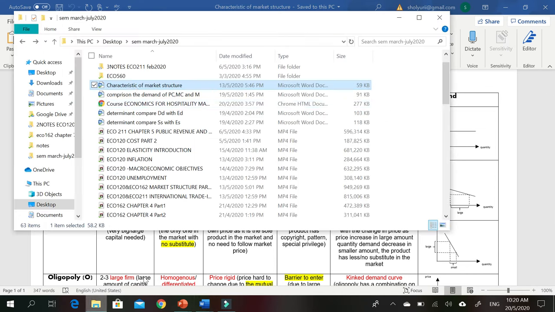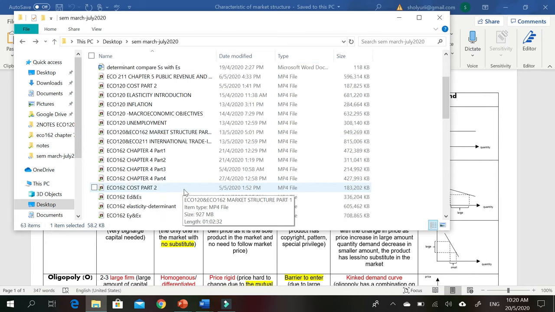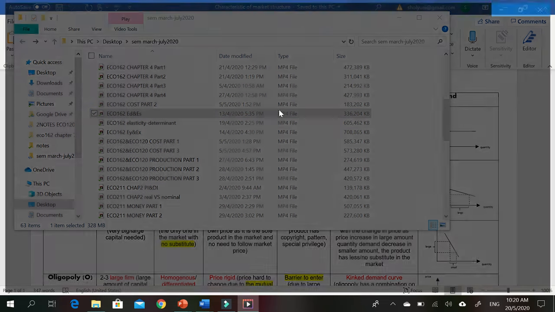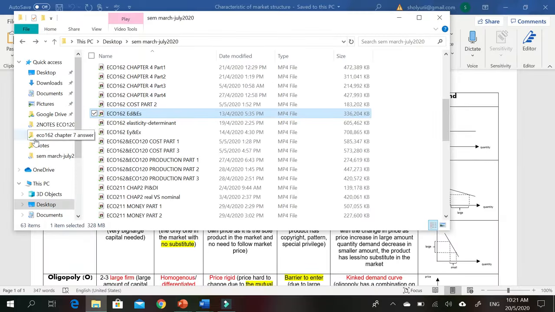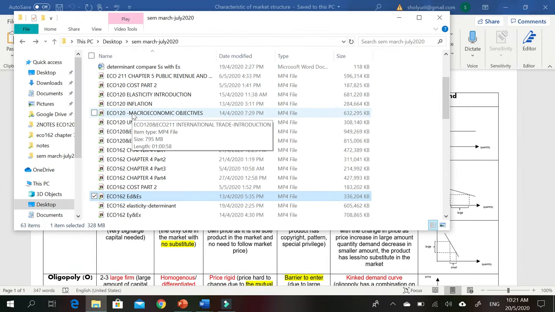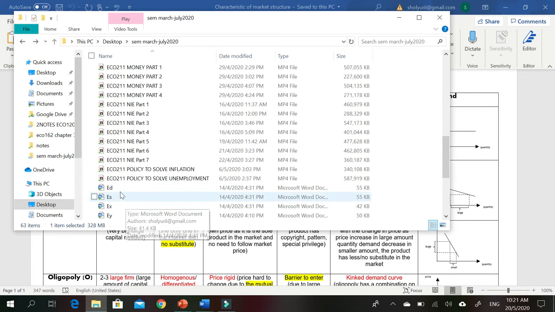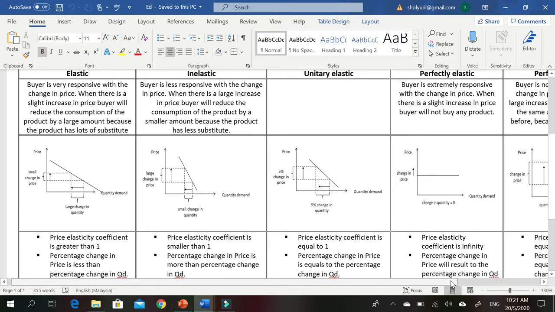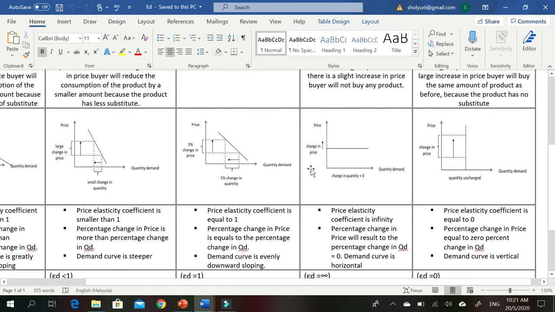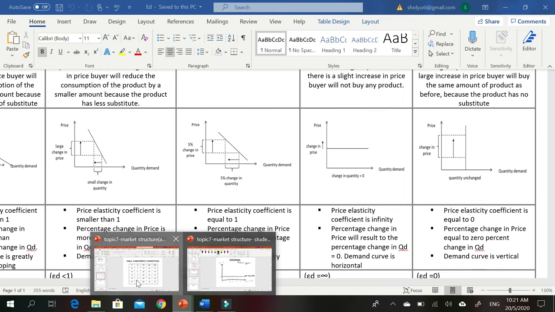So kalau kita tengok balik maksud perfectly elastic masa kita belajar ED. Assalamualaikum warahmatullahi wabarakatuh. Sorry. So kita proceed with topic 4. This is my video. ED, okay, see here. So here, perfectly elastic. Buyer is extremely responsive with the change in price. When there's a slight increase in the price, buyer will not buy any product. Tak boleh naik sikit pun harga. Sebab apa? Extremely sensitive. Sebab dia banyak sangat pengganti. Kalau you tak ikut harga pasaran, you akan hilang customer.